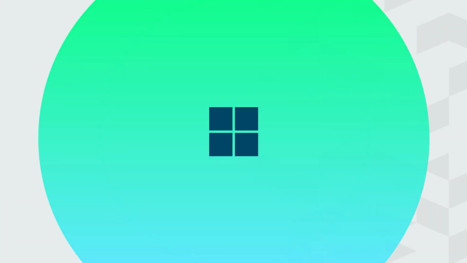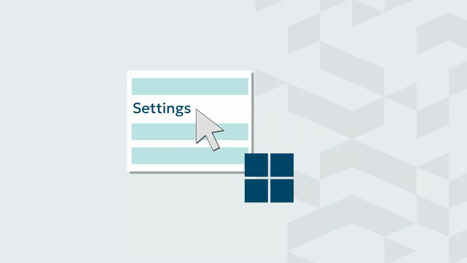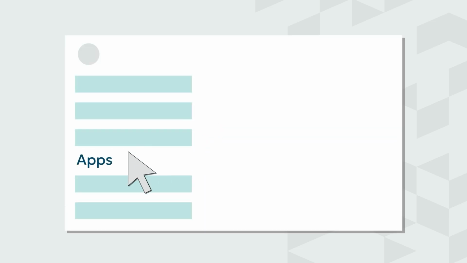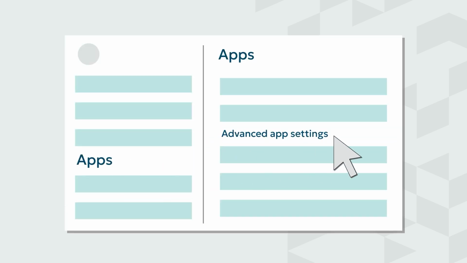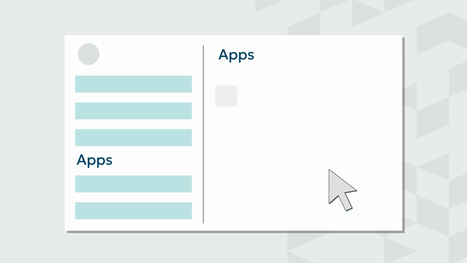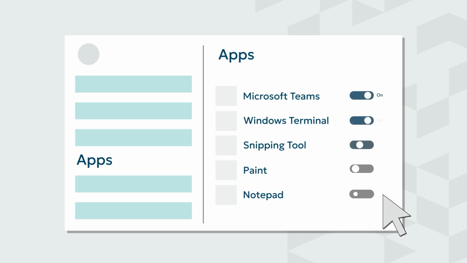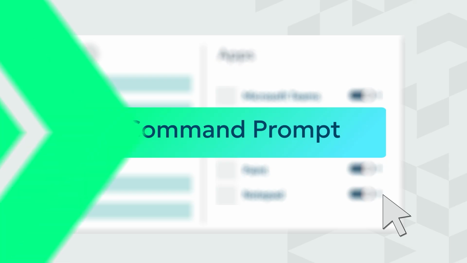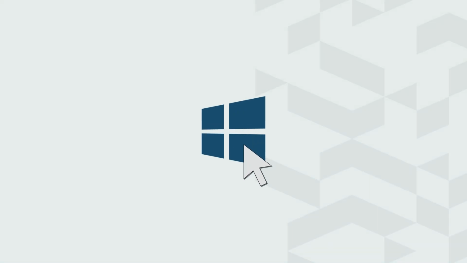In Windows 11, start by right-clicking the Start button and selecting Settings. From there, go to Apps, then Advanced App Settings, and open App Execution Aliases. Here, you'll see a list of programs with toggle switches. You can enable or disable each alias to control whether a shortcut works in the Run dialog, PowerShell, or Command Prompt. If you're using Windows 10, the path's a bit different.